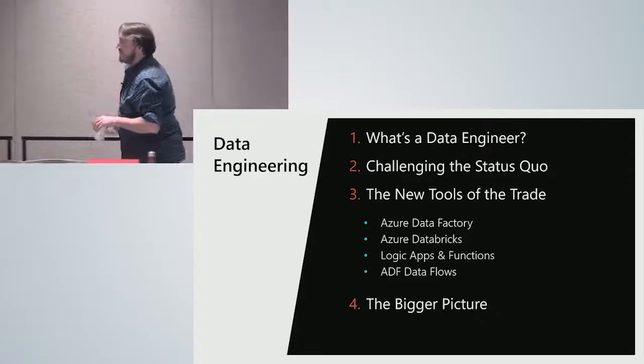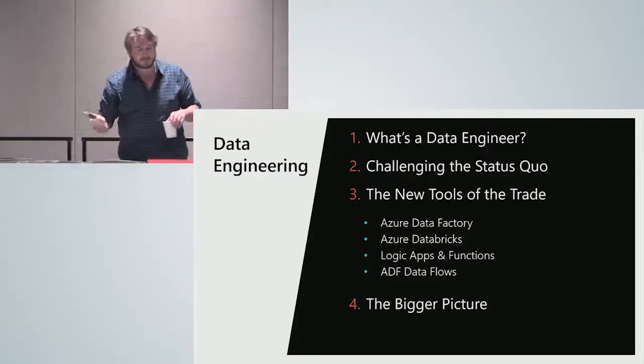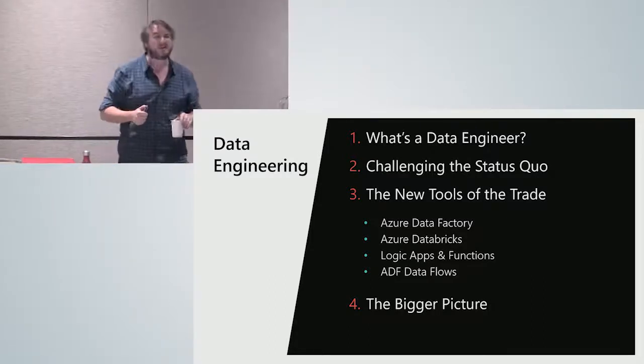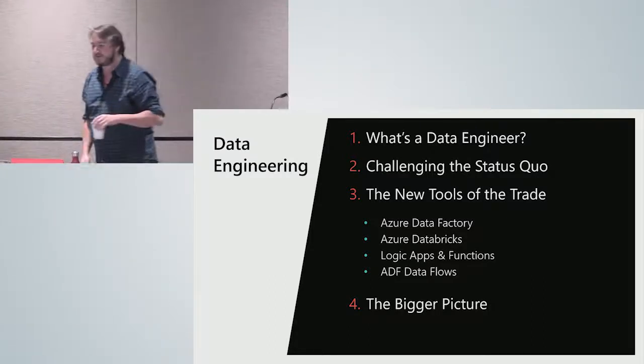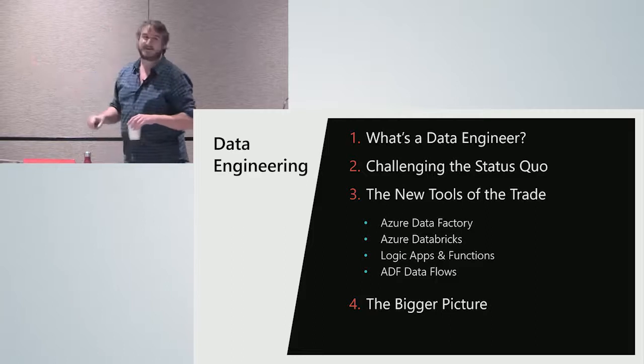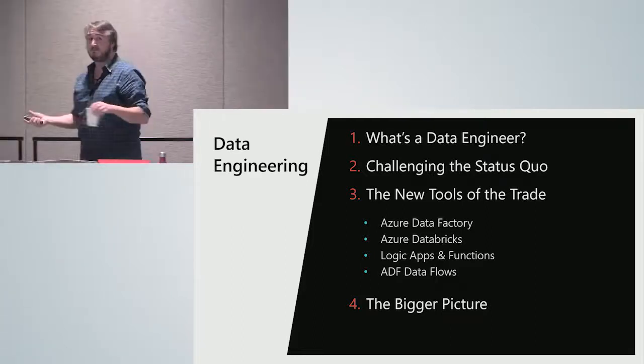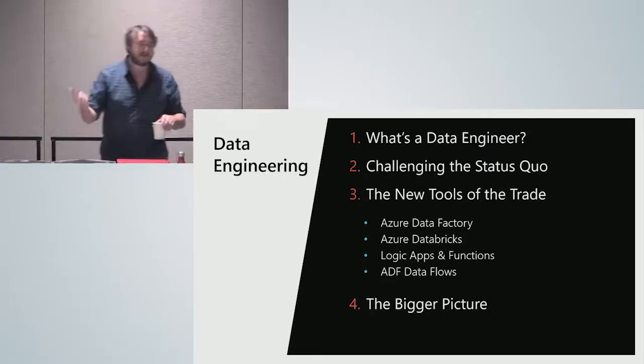Then looking at the new tools, we're going to look at Data Factory, we're going to look at Databricks, we're going to have a look at Logic Apps. Logic Apps always comes up, everyone's like, isn't Logic Apps that? And I'll show you where that fits in. And then circle back into Data Factory and have a look at this new thing, mapping data flows, which is now GA. You can now use it. I'll show you what it is, how it fits in.